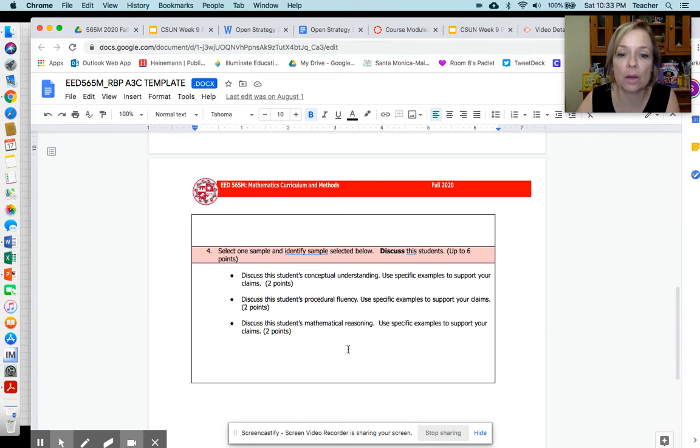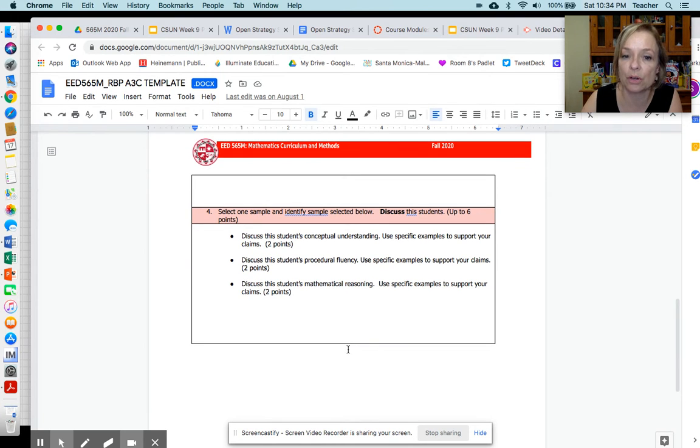Finally, you are going to take one of the samples and you are going to discuss this student's conceptual understanding. Use specific examples from the work to support your claim. Discuss this student's procedural fluency. Use specific examples from the work to support your claims. And then you're going to discuss their mathematical reasoning skills and use specific examples from the work to support your claim. Remember, this is just one piece of the 3 that you selected to share.